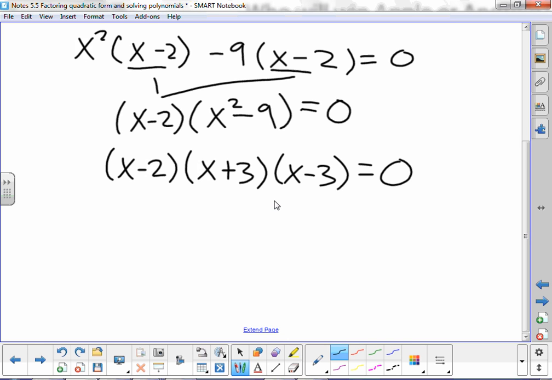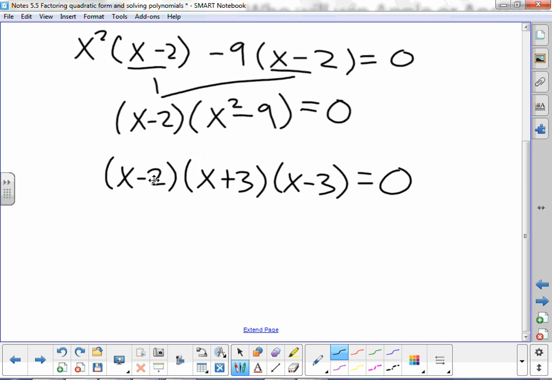At this point, I'm okay with you guys not splitting it apart since I've already tested you on the zero product property during quadratics. So if you can do this in your head, that's fine. They're all one-step equations. So x minus 2 equals 0, x plus 3 equals 0, x minus 3 equals 0. I am going to show this out in the notes, though.